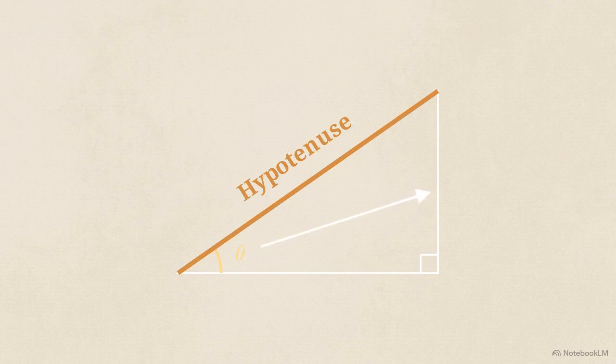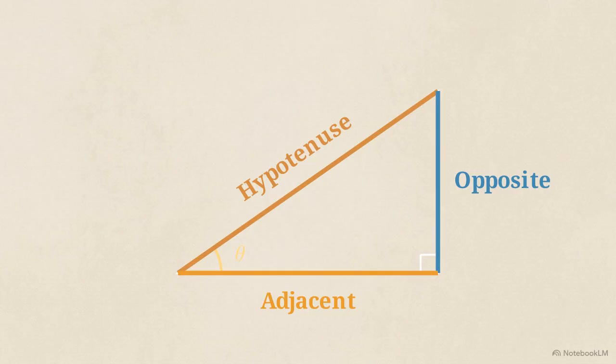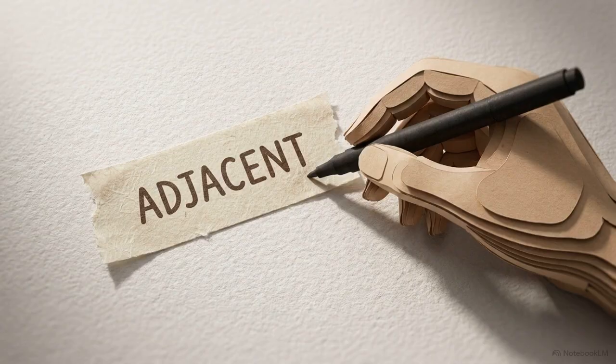If you look across the triangle at the ladder, you're looking at the side farthest away from your position. Because it sits across from theta, we call this the opposite side. Finally, the flat ground connecting your seat to the ladder is called the adjacent side. In geometry, adjacent simply means the side that is right next to our starting angle. Naming these sides is the first step in the process.